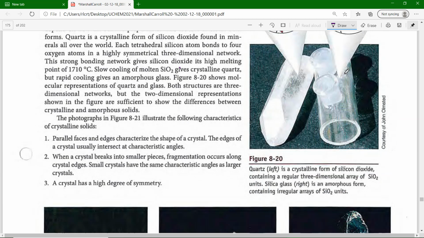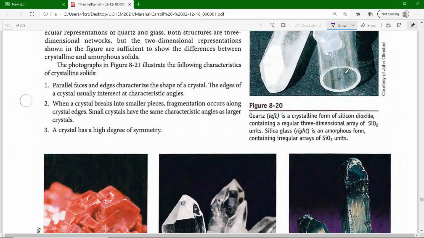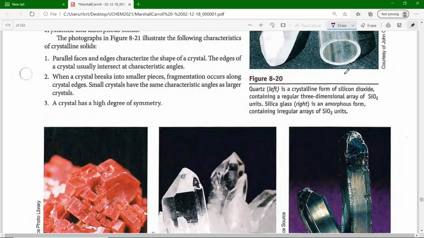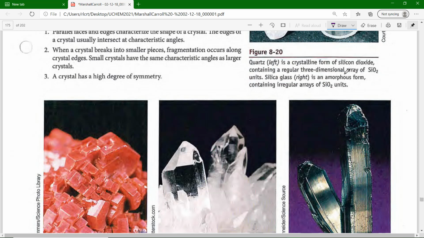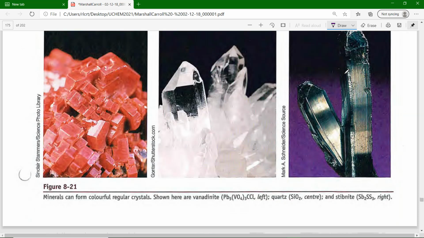Okay, so in a crystal, you have parallel faces and edges. They intersect at characteristic angles. When broken into smaller pieces, fragmentation occurs along the edges. Small crystals have the same angles as larger crystals, and a crystal has a higher degree of symmetry. So here are some nice cool gemstones: vanadinite, quartz, and stibnite.